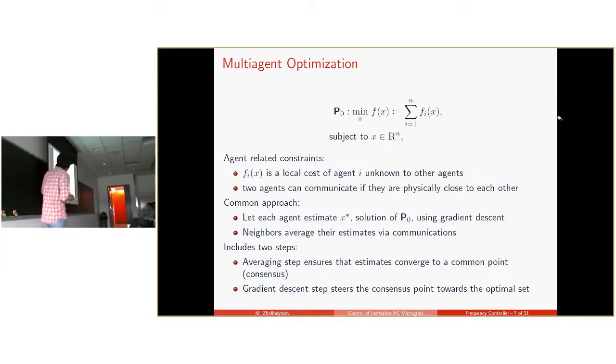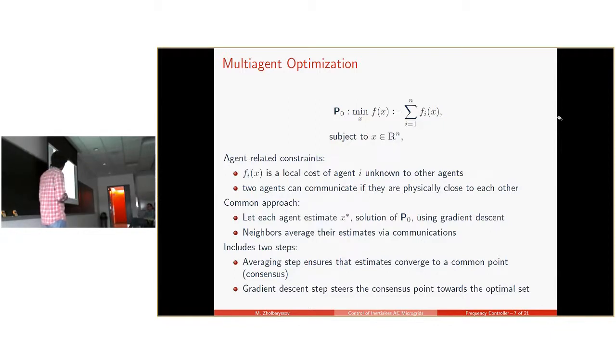On this slide and the next, I'm going to give some short background information on multi-agent optimization. In multi-agent optimization, the problem can be formulated as follows. Consider n agents. Each agent has its local cost, which is unknown to other agents. Two agents can communicate with each other if they are physically close. And collectively, they try to minimize the total cost.